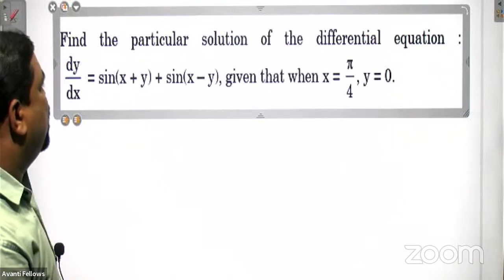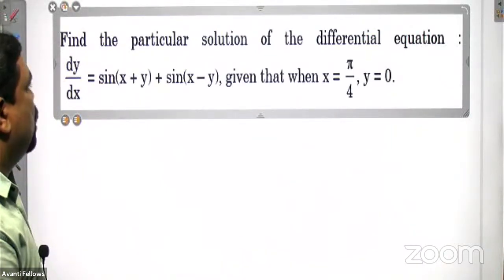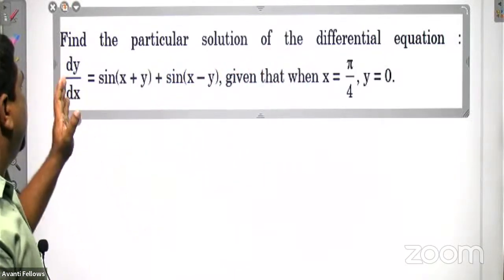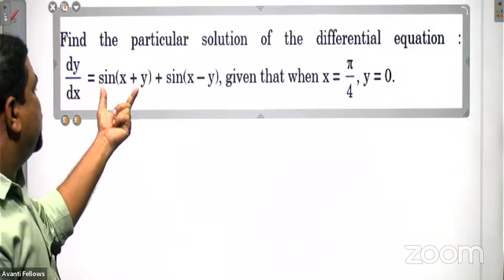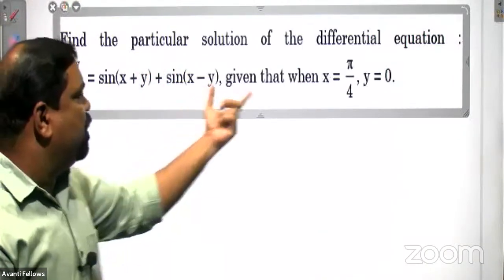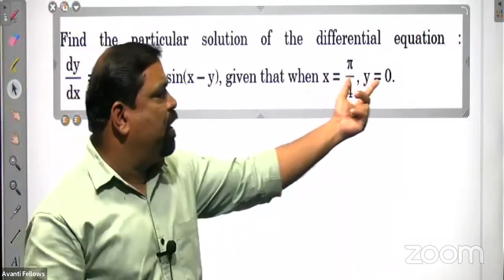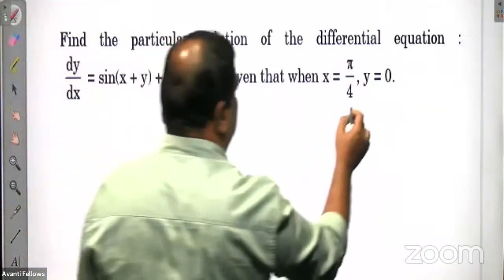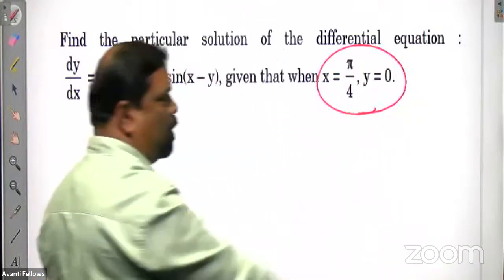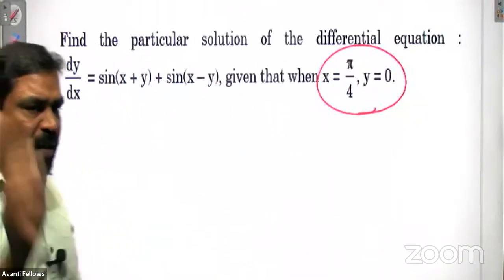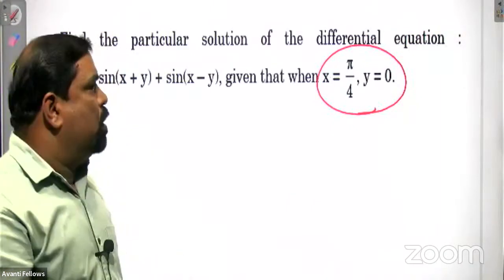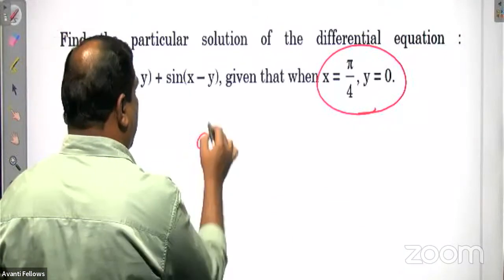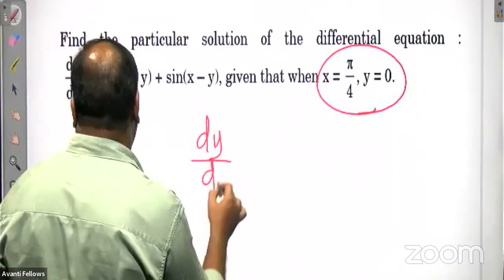Let's look at this question. Find the particular solution of the differential equation dy by dx equal to sin x plus y plus sin x minus y, given that x equal to pi by 4 when y equal to 0. This condition we have to apply at the end only. Don't think about it from the beginning. First thing we have to solve it. How to solve this differential equation? That is the major part.